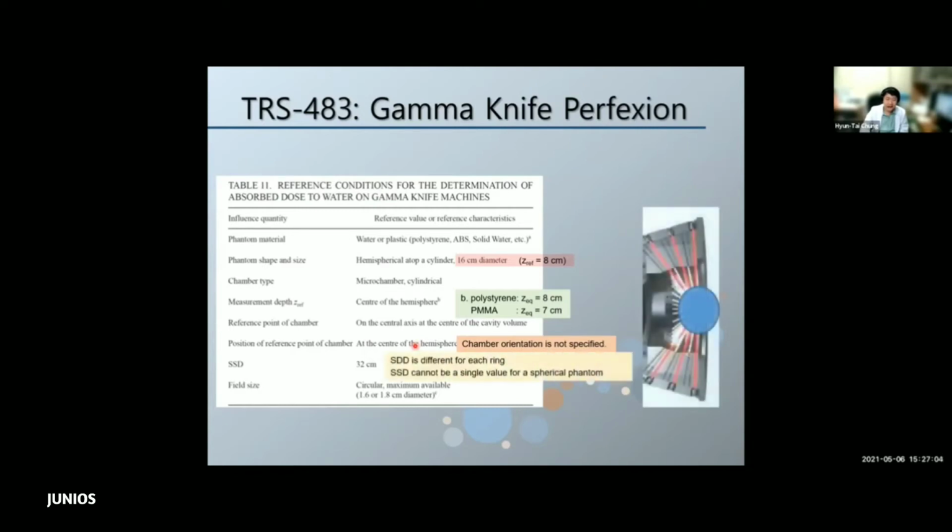And they specified the SSD as 32 centimeter, but you know that this is wrong because the sources are distributed on a conical surface and the phantom is a sphere. So not a single distance can be defined. So it's meaningless to talk about SSD with Gamma Knife. And they also said field size 1.6 or 1.8 centimeter, it means 16 millimeter collimator or 18 millimeter collimator, but those are just a name of the collimator, not the field size. Gamma Knife people know that the field size of the 16 millimeter collimator is about 22 millimeter. So this one also needs to be updated, revised to the correct values.